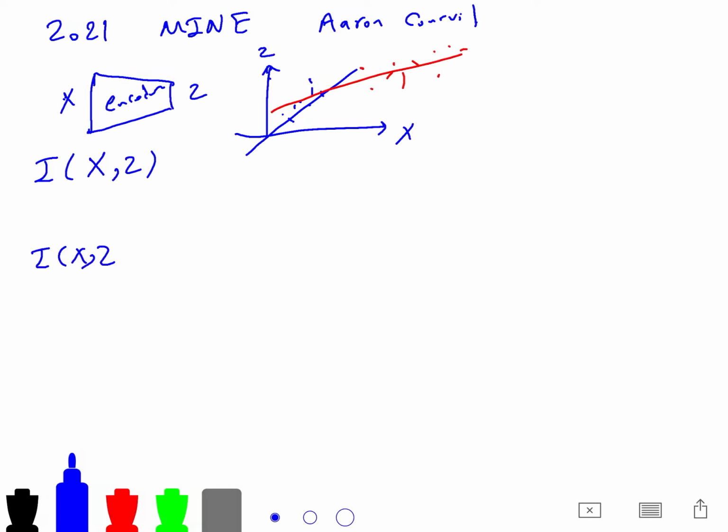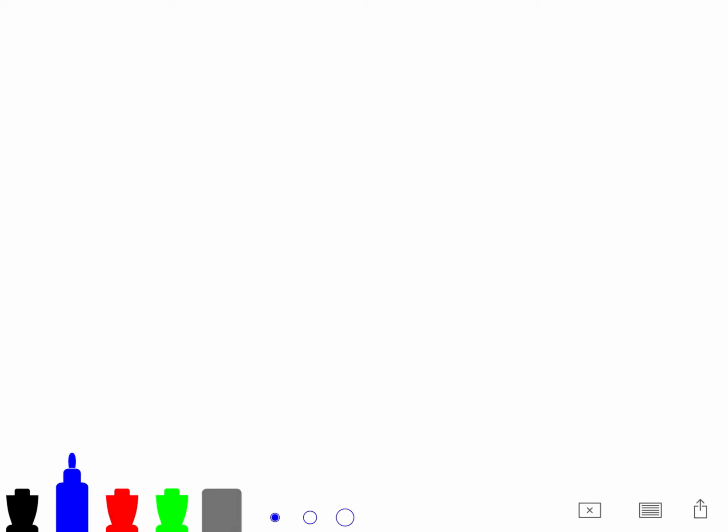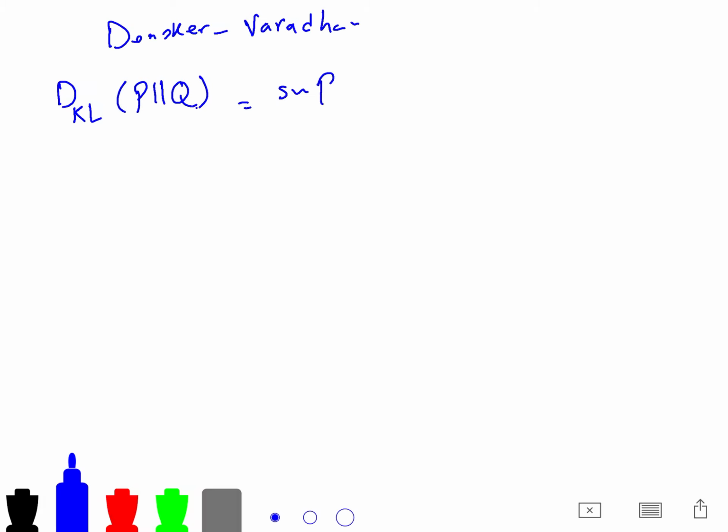I of X and Z, I have written this several times. It is h of X minus h of X conditioned on Z. So it is the KL divergence between P of XZ and P of X times P of Z. But we know from a very important theorem, Donsker-Varadhan, that the KL divergence between P and Q you can write as the supremum over all maps T from omega to R.